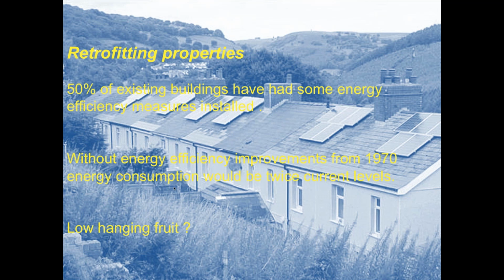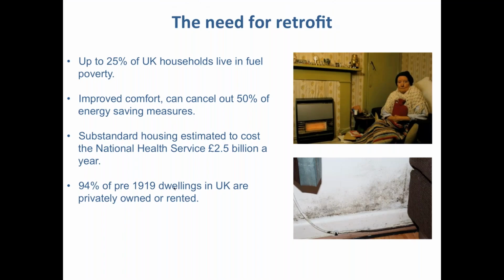So a lot has been done, but it tends to have been very piecemeal, and it's addressed really the low-hanging fruit, the easy things to do: the loft insulation, the cavity fill, and usually one or two measures, so very elemental in its approach. So we have a lot of houses with some energy efficiency measures, but they're not enough. Why do we need to retrofit then?